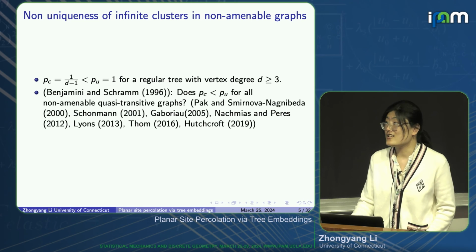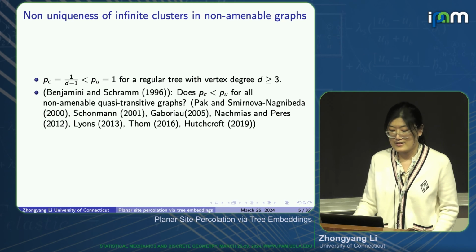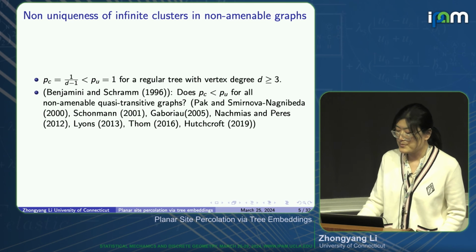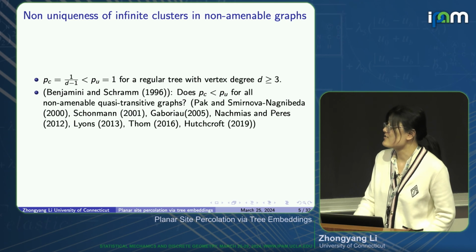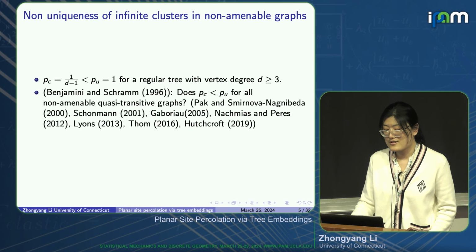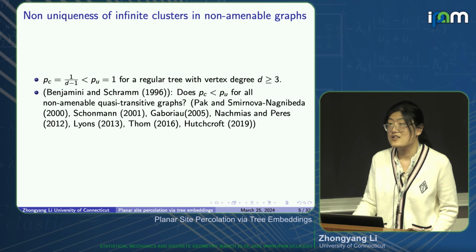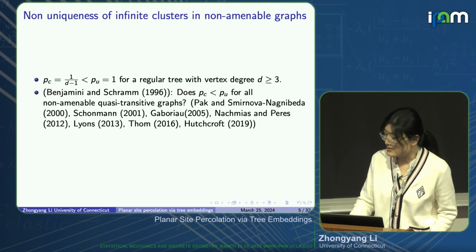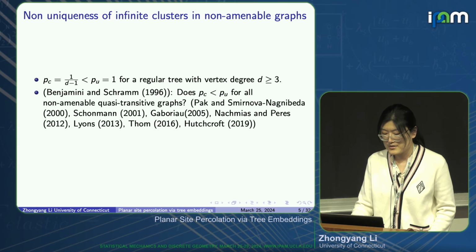And then in the highly influential paper by Benjamini and Schramm in 1996, they asked the question: is PC strictly less than PU for all non-amenable quasi-transitive graphs? There are a number of spectacular results towards partially solving this conjecture under some additional conditions, but despite all those results, this conjecture remains open. I'm not going into details, but what I'm going to discuss today is a related conjecture.